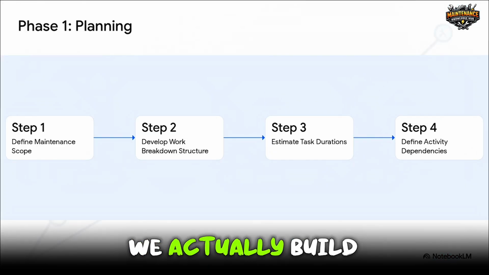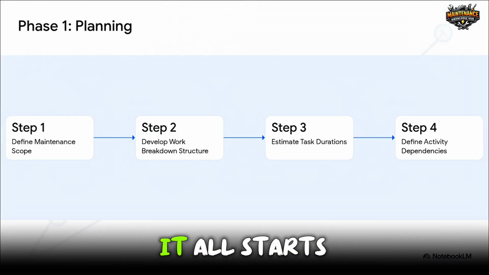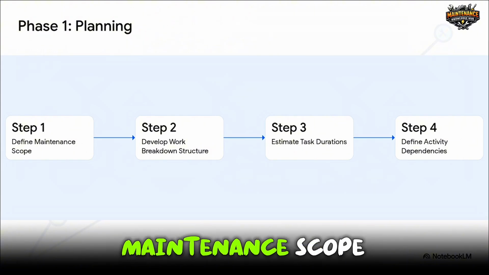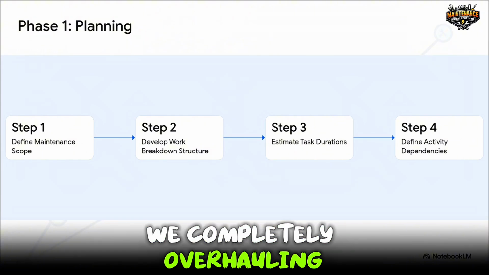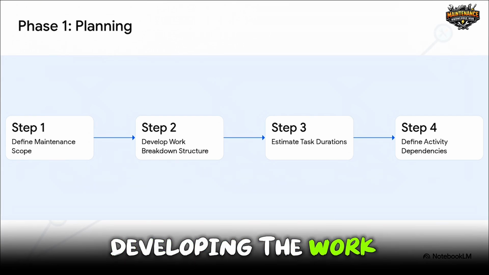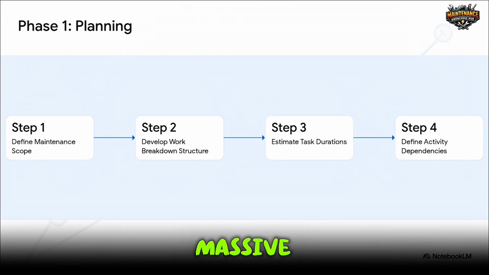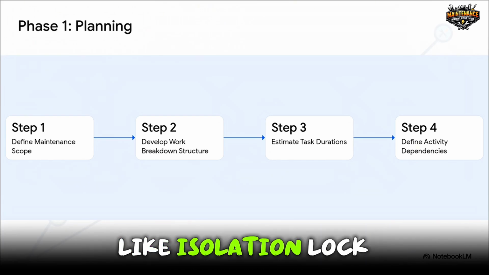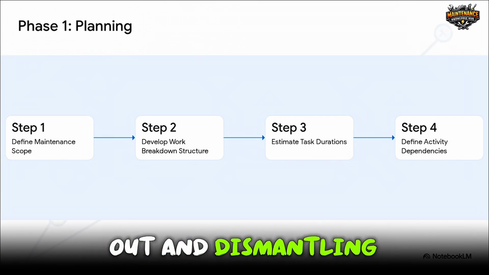So how do we actually build this out in a real facility? It all starts with Phase 1, planning. Step 1 is defining the exact maintenance scope. I mean, are we completely overhauling a motor or just cleaning out a heat exchanger? Step 2 is developing the work breakdown structure, basically taking a massive, overwhelming job and breaking it down into manageable pieces like isolation, lockout/tagout, and dismantling.